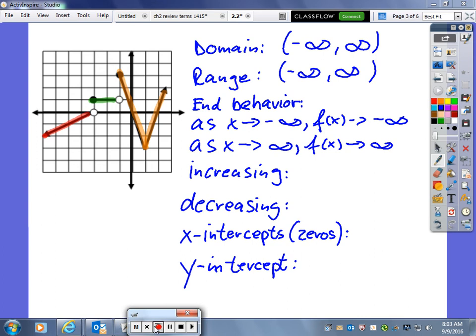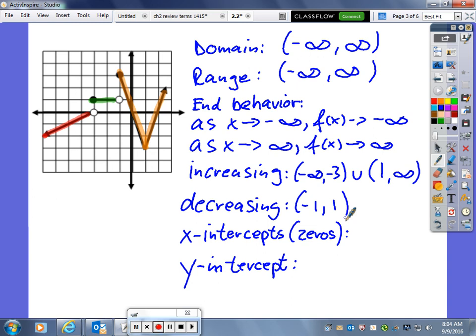Increasing intervals, we have increasing intervals from -infinity all the way up to -3, or in other words, the red part of our curve. And remember to use your union symbol. We have another increasing interval, which is the right part of our absolute value function bit, which goes from +1 to +infinity. There's only one decreasing interval. That decreasing interval goes from -1 to +1.